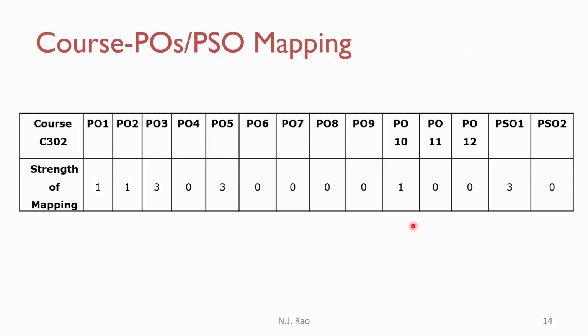You list all the POs and the PSOs, there are 2 PSOs in this, and the strength of mapping for this course you list as 1, 1, 3, 0 and so on. So, as you can see, some of the POs are not addressed by this course. There is nothing wrong with that, but we capture it like this for all the courses. So, this is the course PO PSO mapping.